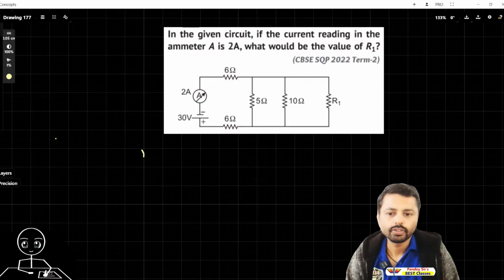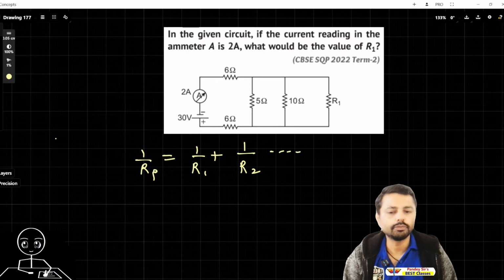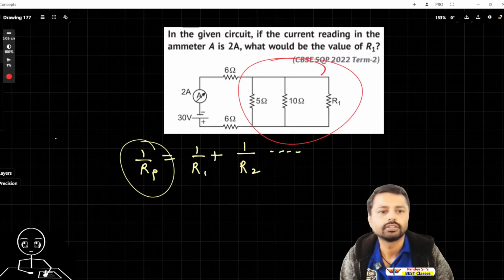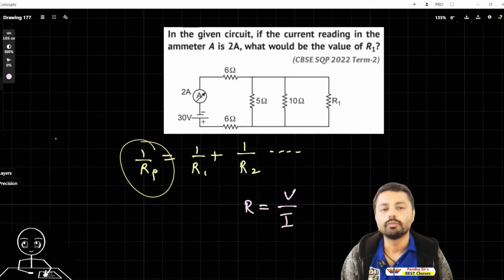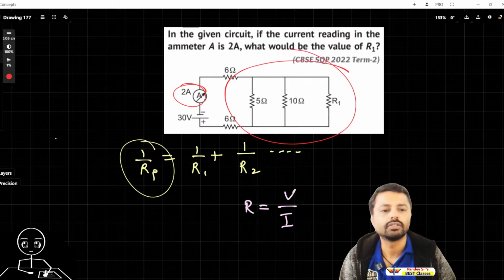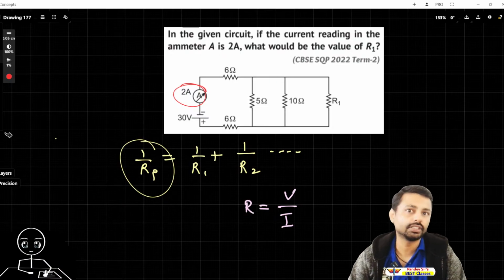What is the formula? 1 by R parallel equal to 1 by R1 plus 1 by R2 and so on. Okay, as simple as that. But total resistance is not given. Then there is another formula, R equal to V by I. Okay, but the thing is here I is given, but V, the potential difference across this parallel, is not given. Okay, and this is where the CBSE confuses you.